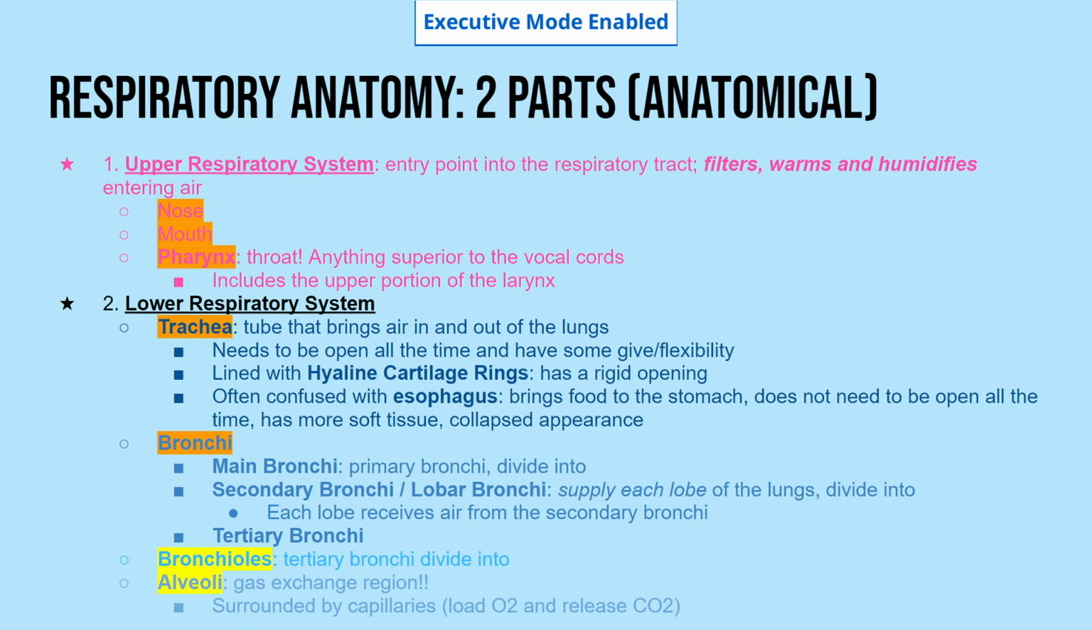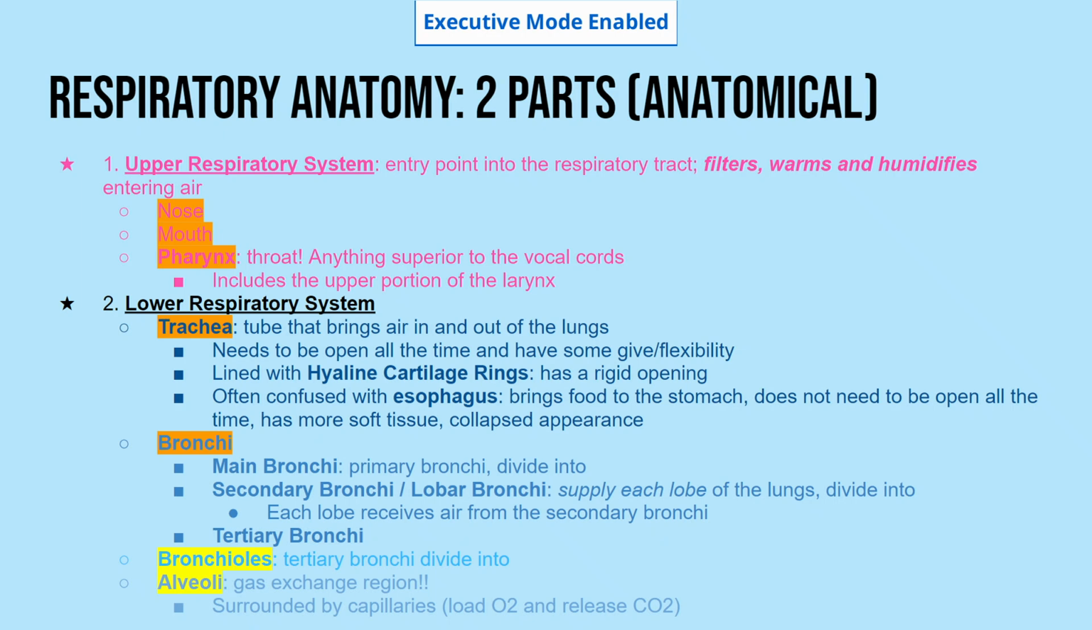And then the lower respiratory system, you have your trachea, which is the tube that brings the air in and out of your lungs. The trachea is lined with hyaline cartilage rings, so it has a rigid opening. And it's often confused with the esophagus. The esophagus is what brings food to your stomach in the digestive system. So that's separate from the trachea.